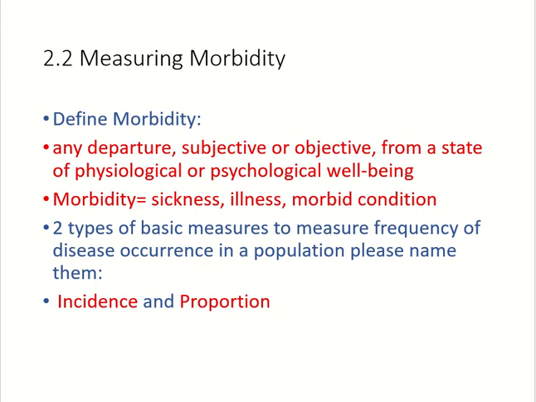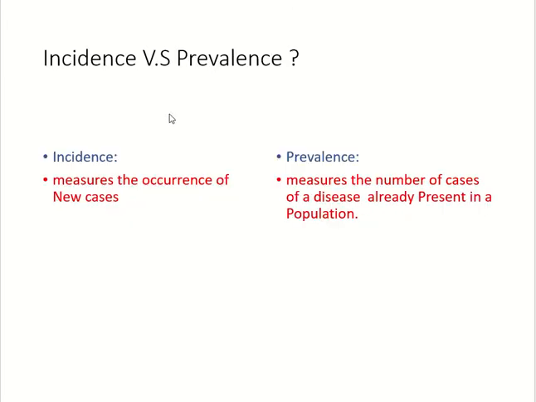Starting with incidence. So what's the difference between incidence and prevalence? Incidence measures the occurrence of new cases, while prevalence measures the number of cases of a disease already present in a population. So what is currently happening is prevalence, whereas new cases that will show up in the following year, that would be incidence. Okay, so incidence is the new, prevalence is all together.